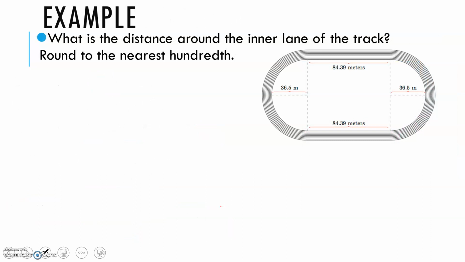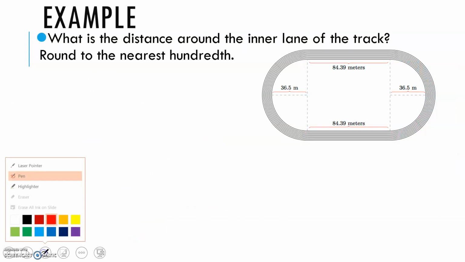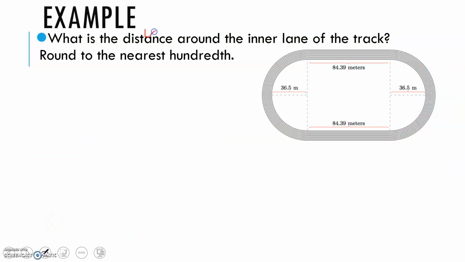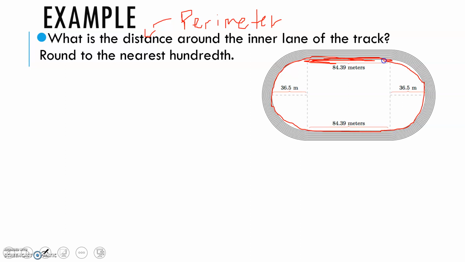All right, for our next example, we are going to find the distance, or in other words, think of it as the perimeter around the inner lane of the track. So what I mean by that is just this inner lane. Like if we were running right on top of that line of the track, what would be the perimeter?